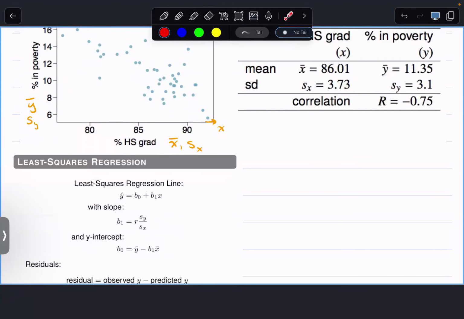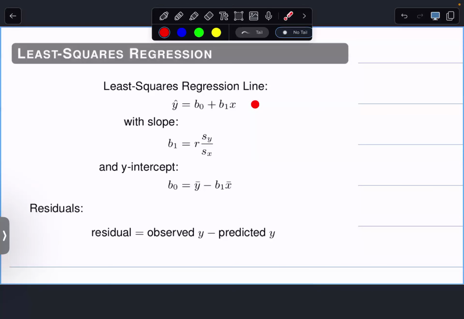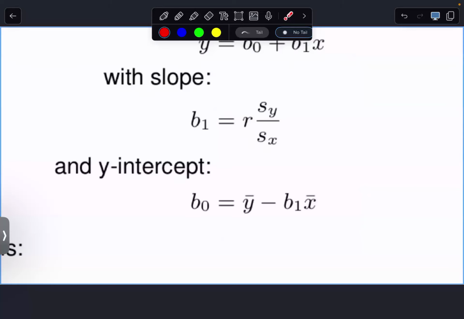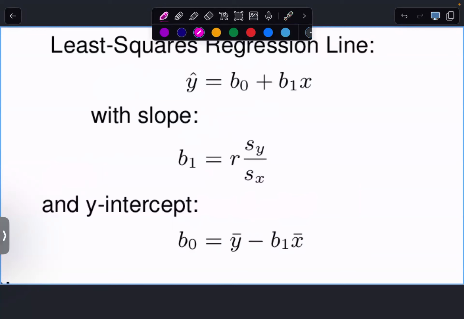Okay, so we want to build this line, right? Y hat is B naught plus B1 times X. And so B naught is the intercept and B1 is the slope. And we talked about it last day. We said, okay, there are hints. B1 is the slope. It says so, so there's no reason to get tripped up about that. The slope B1 is what? It's the correlation times the standard deviation of Y over the standard deviation of X.